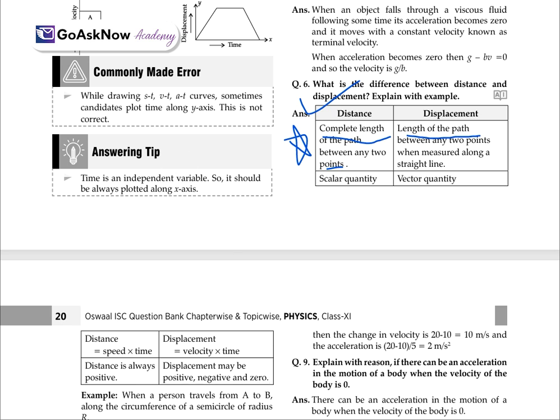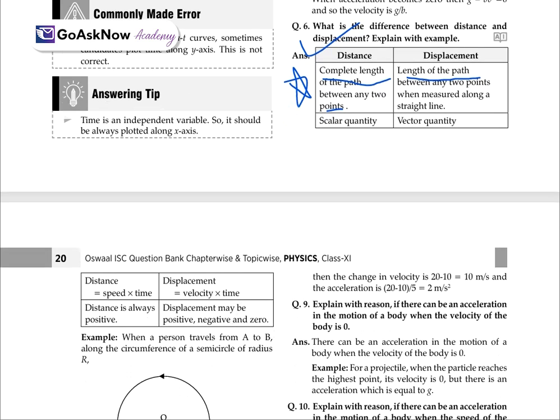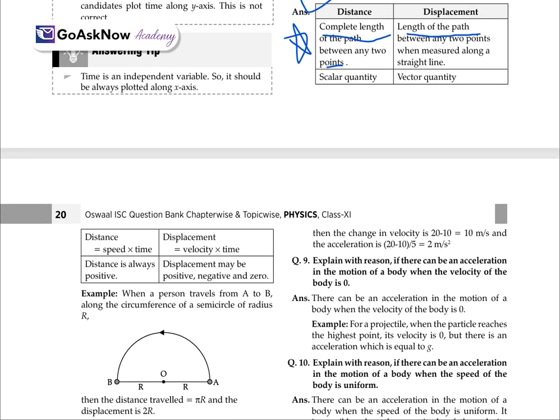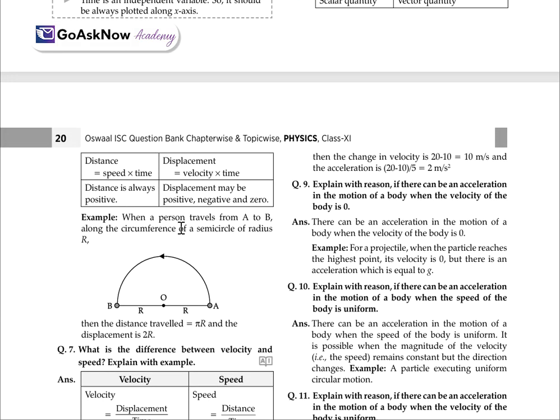So this is the best example for displacement and distance. When a person travels from A to B along the circumference of a semicircle of radius r, the distance traveled will be pi r, but the displacement will be 2r. Why so? It's just covering O to A and then O to B. It will be 2r. So this is an example.